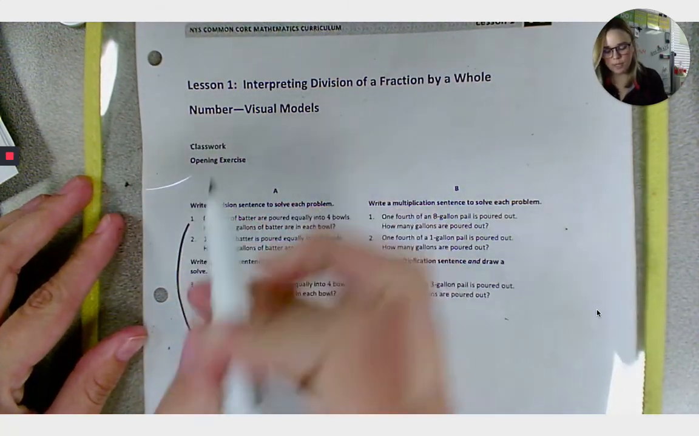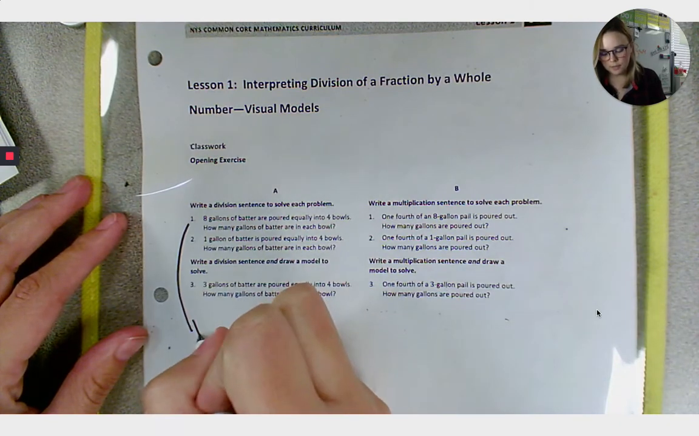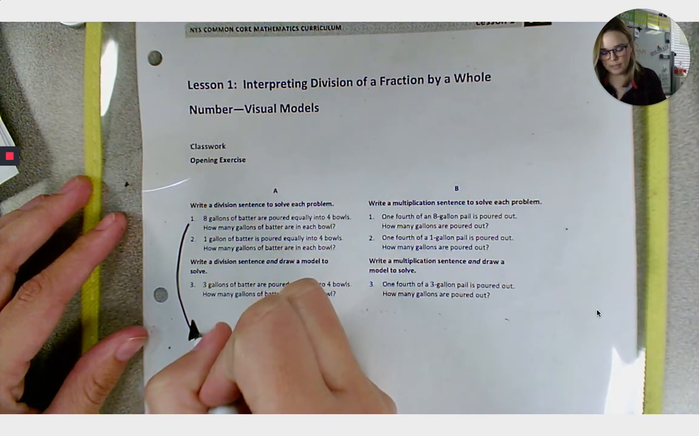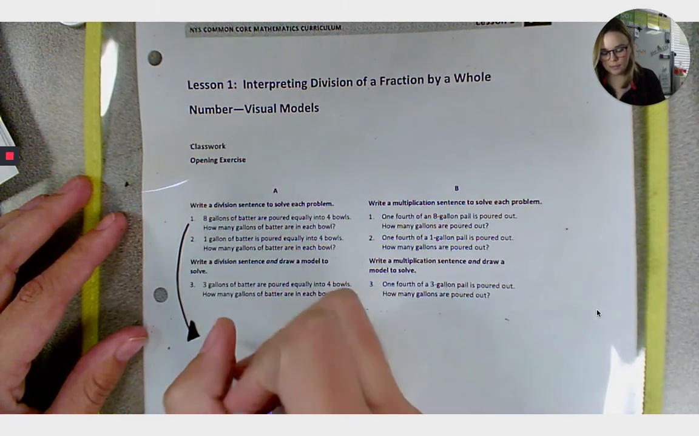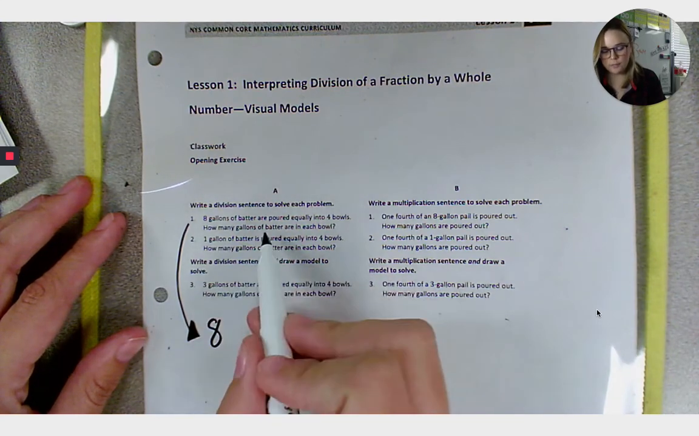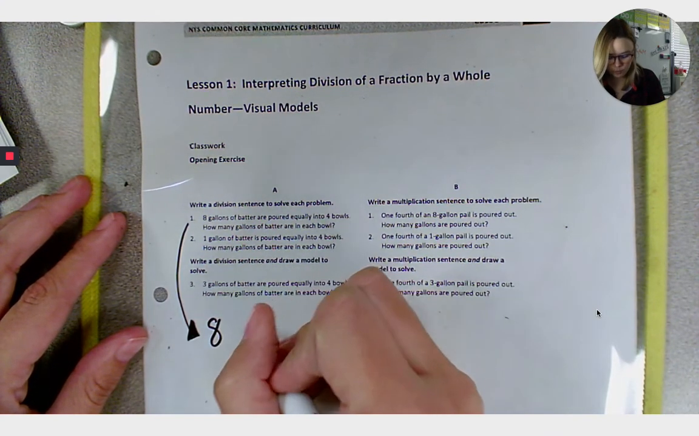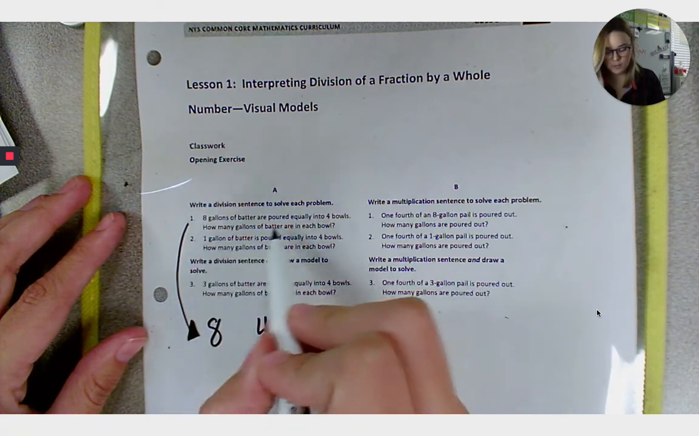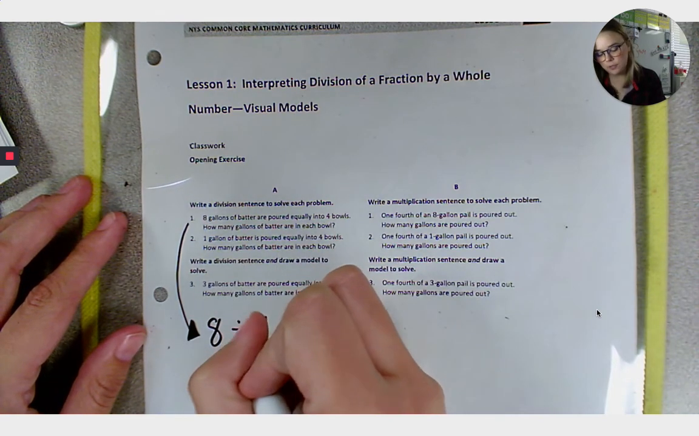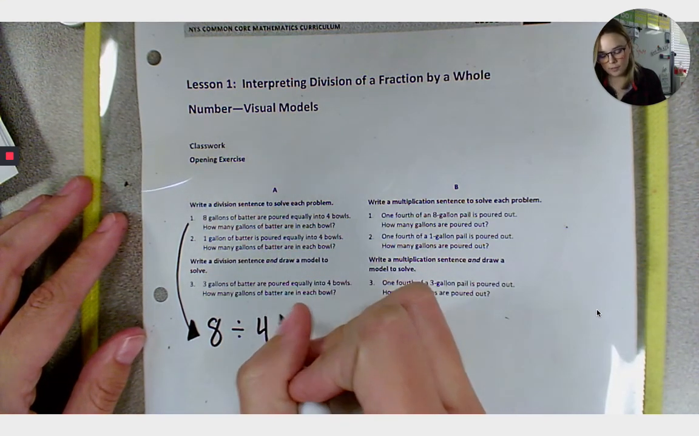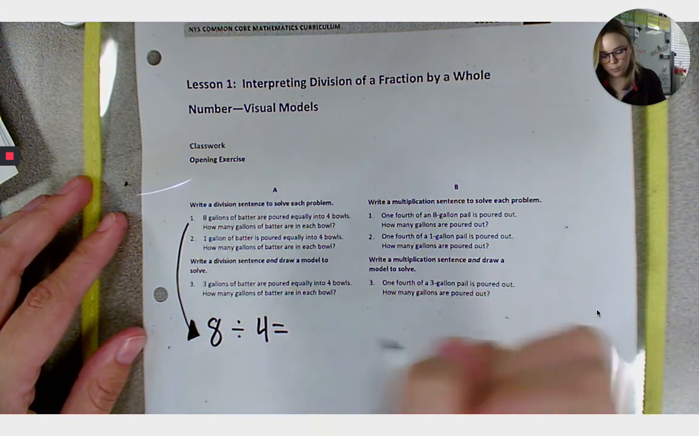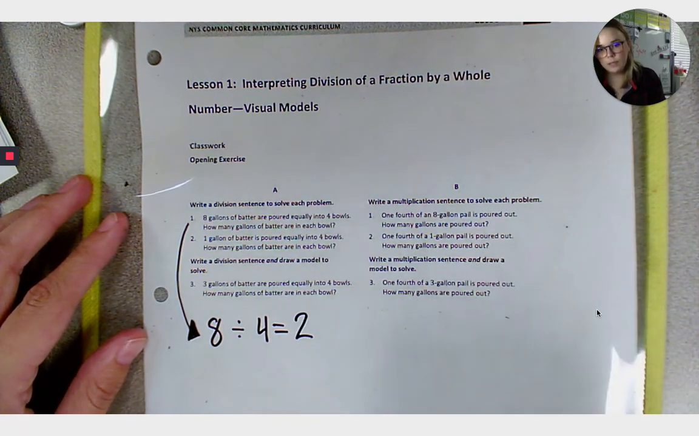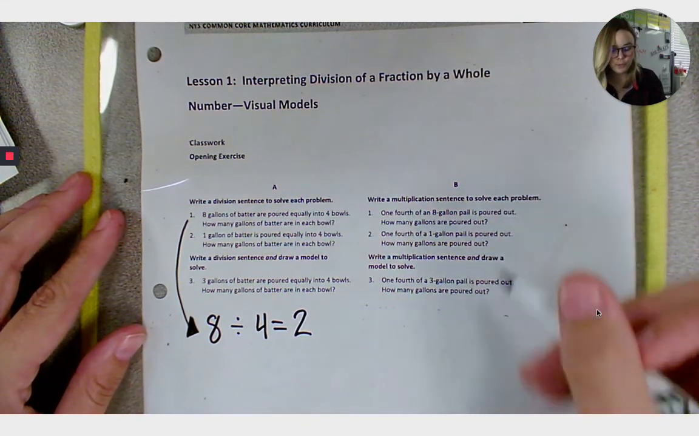So number 1, it says to write a division sentence. The statement says 8 gallons of batter is poured equally into 4 bowls. Since it's being poured equally, I think I'm going to divide. So how many gallons of batter are in each bowl? We know 8 divided by 4 is 2.